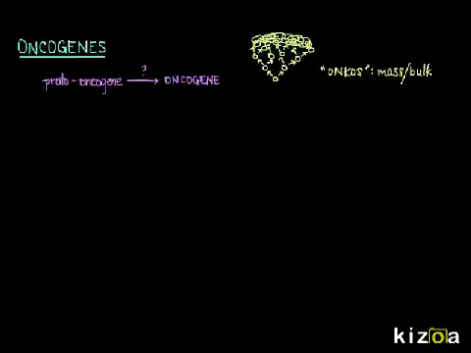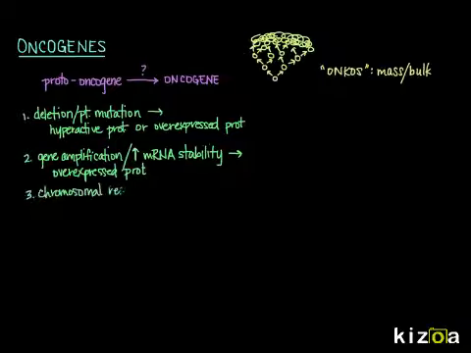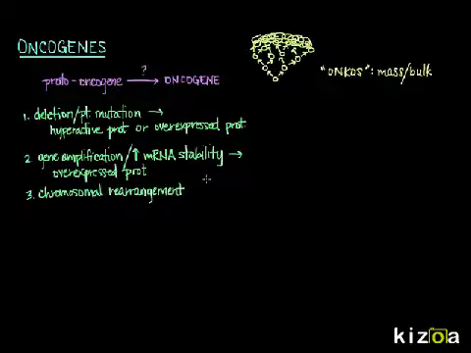Well, there are three main mechanisms: deletion or point mutation, gene amplification or increased mRNA stability, and chromosomal rearrangement. So let's start with the first one. Deletion or point mutation can lead to a normal protein that is overexpressed. And then finally, chromosomal rearrangement involves translocation of a gene to a nearby regulatory sequence that then causes this normal protein, the gene product, to be overexpressed.